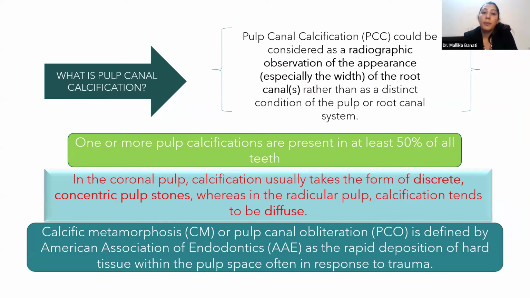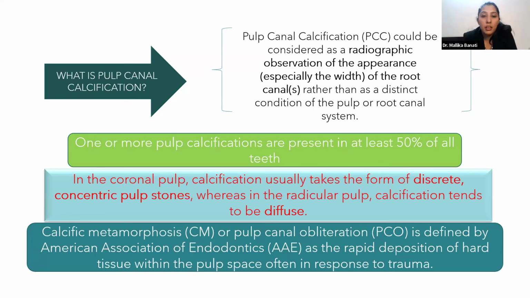Coming down to pulp canal calcification, it could be considered as a radiographic observation of the appearance of the root canal rather than a distinct condition. So, it is not called a disease itself, it is just a condition. One or more pulp canal calcifications are present in at least more than 50% of all teeth. So sometimes they go unnoticed because we negotiate them without even knowing that they are pulp canal obliterations.